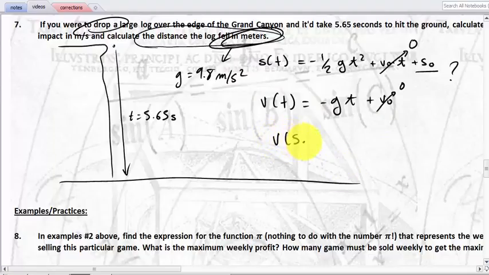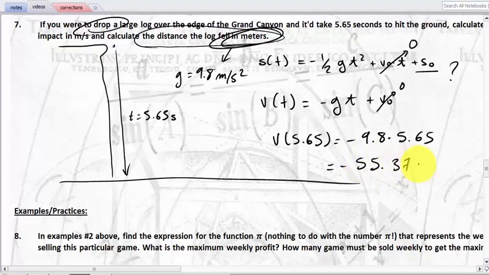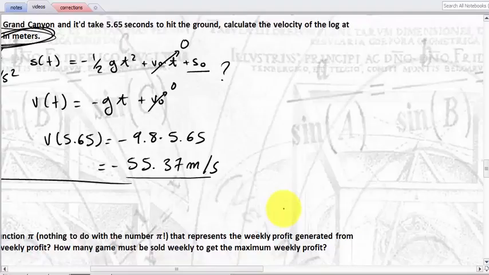The velocity after 5.65 seconds is negative 9.8 times 5.65. If you take your calculator, you're going to find that it is negative 55.37 meters per second. Negative because we are orienting the axis like this. This is a positive direction, up, and the log is going down. So negative, it's going the opposite way of the positive orientation. This is kind of fast. Let me tell you what it is in kilometers per hour. Every second you're covering negative 55 meters.